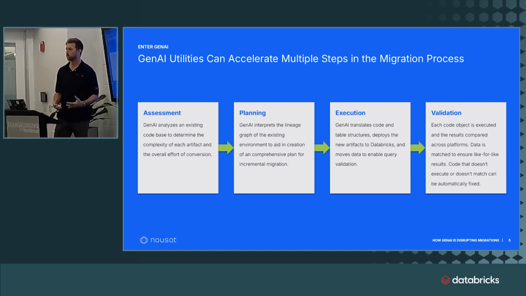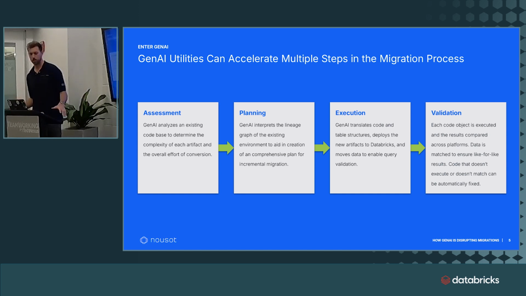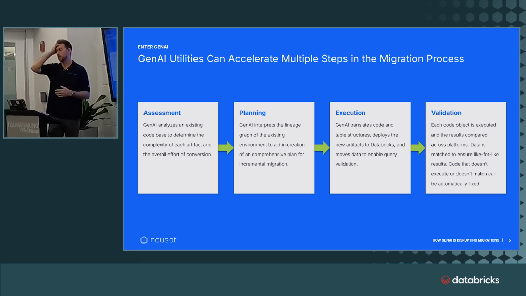Execution, obviously the most important part. We want to make sure that we can convert code as fast as possible. Generative AI for us has proven to be really good at that. It's just providing that initial set of code that is going to be tailored to the environment.